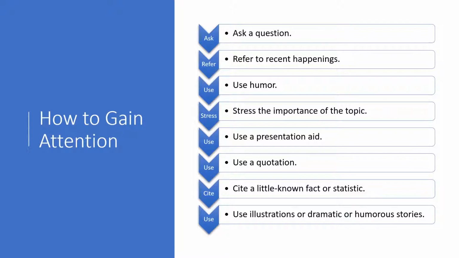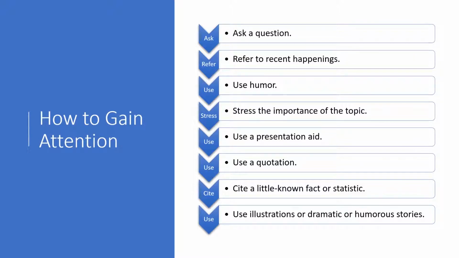You could refer to recent happenings that are really relevant to your audience. You could use humor, but when you use humor, you need to make sure that you are not offensive to anyone. You could stress the importance of the topic to the audience, how it's going to impact us in the future. You could use some type of extreme visual aid. So for example, if you were talking about puppy mills, you could actually start your presentation by showing a picture of the puppies in the puppy mill conditions. That would get the attention of your audience.